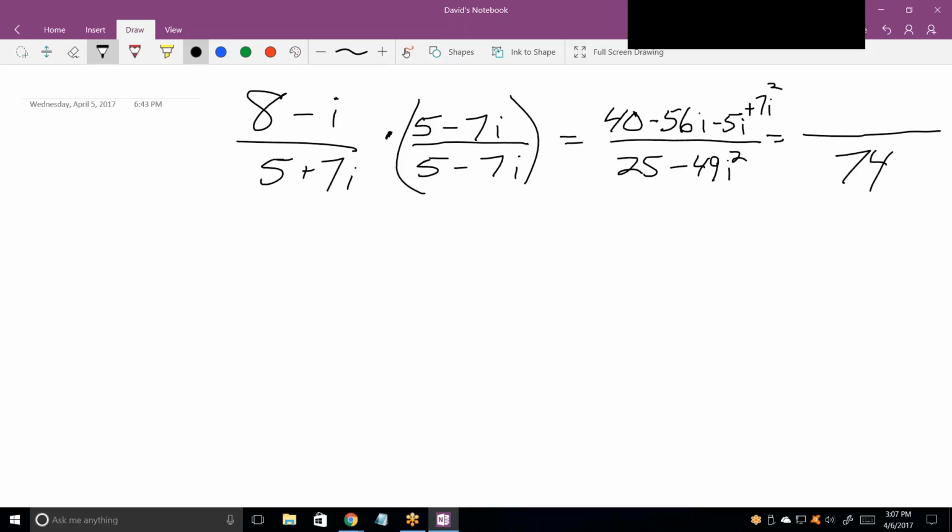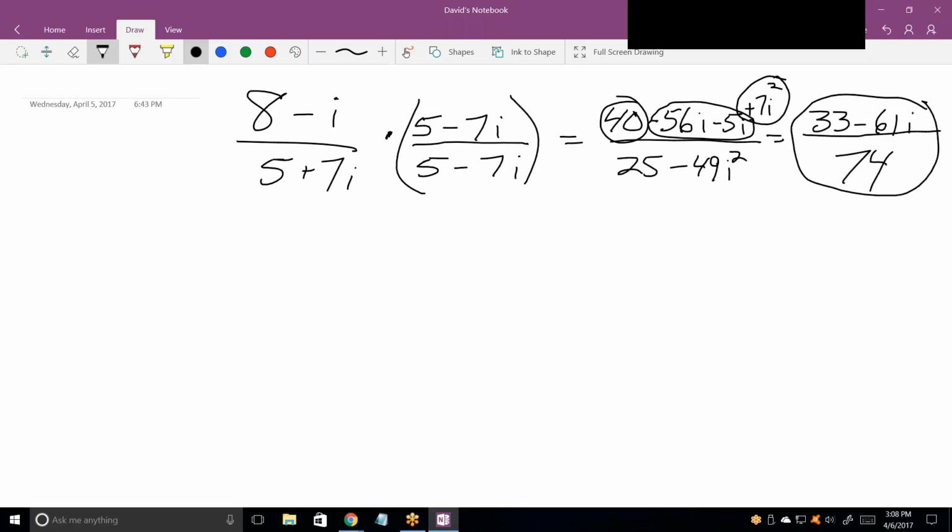Okay, now simplify that. You can always combine those two middle terms. Minus 56 minus 5, that's a minus 61i. Now, what's that equal to? And then 7i squared is equal to negative 7. And combine it with the 40. So that's 33. Yeah, 33. That's our new top.